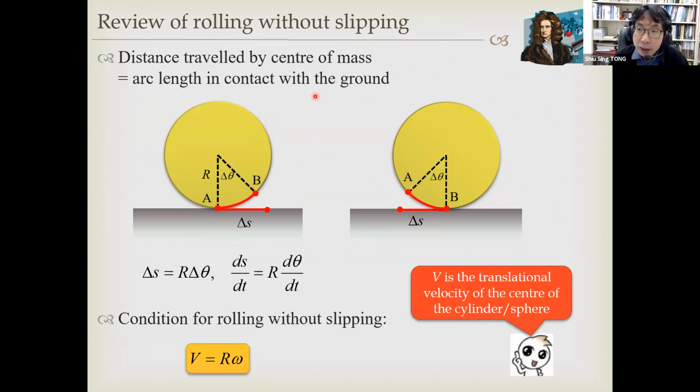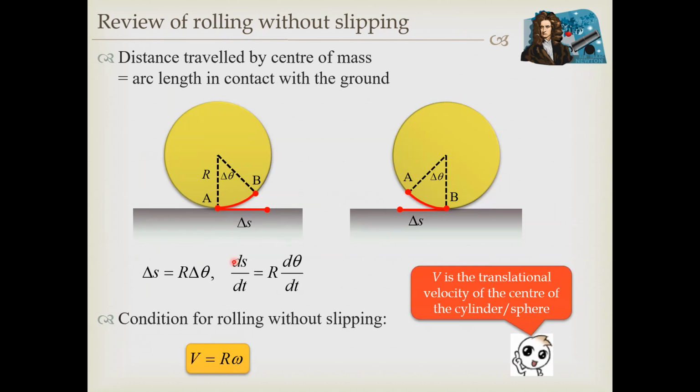Now let's have a brief review of rolling without slipping. Do you remember this diagram? We actually studied this diagram in chapter 2, right? A body, a circular object, like for example a sphere or a cylinder, rolls without slipping.